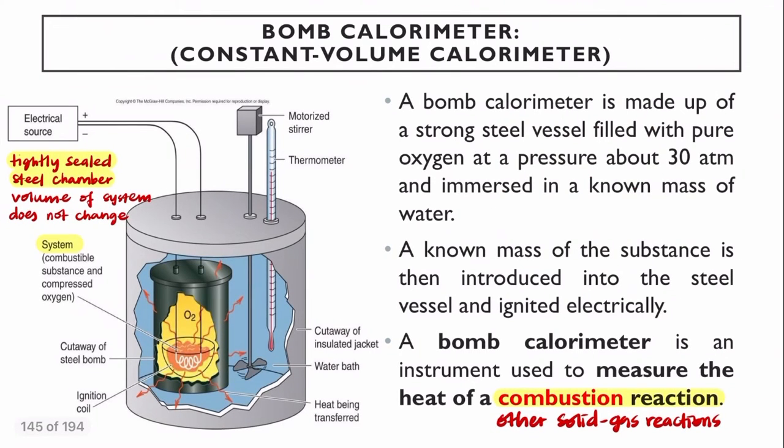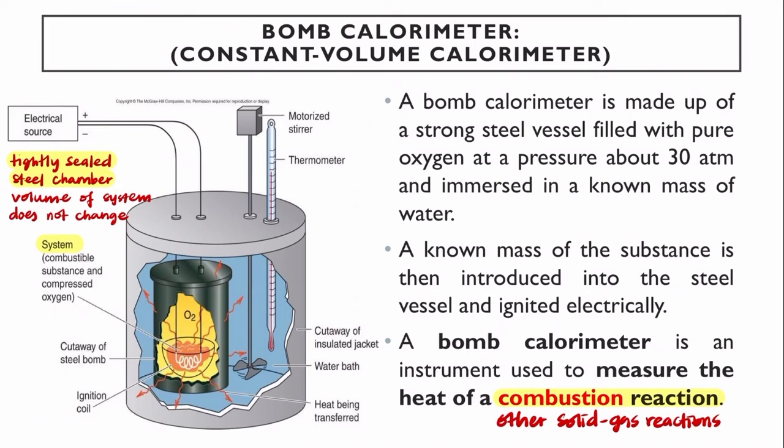And now we're going to look at bomb calorimeter. So bomb calorimeter, or constant volume calorimeter, is made up of a strong steel vessel. And you have water inside it. Sometimes it can be empty as well. Alright, this kind of calorimeter is used when you have combustion reaction, or other solid gas reactions.